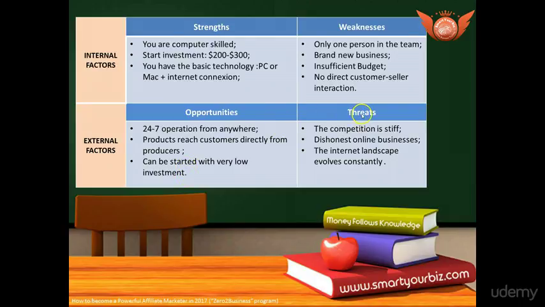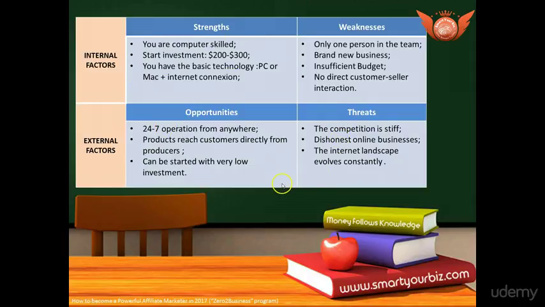About the threats, the first thing you have to know is that the competition is stiff and tough. Whatever niche you're gonna choose, you will find a bloody competition, not to mention the daily entry of new competitors, okay? Secondly, dishonest online businesses, scams, damage consumers' confidence and faith in the entire enterprise of internet marketing. That's why you need to work a lot on customers' trust, okay? And finally, the internet landscape evolves constantly and rapidly. If you are not skilled enough or qualified enough to meet those changes, you're gonna be left behind, okay? So this is how it could look like a SWOT analysis for a new business.